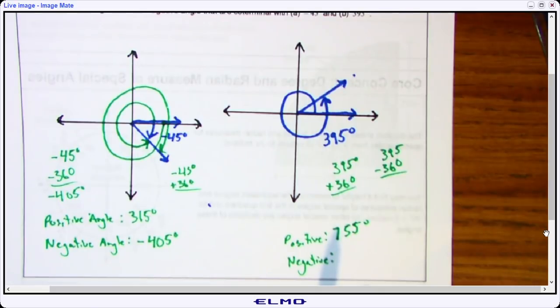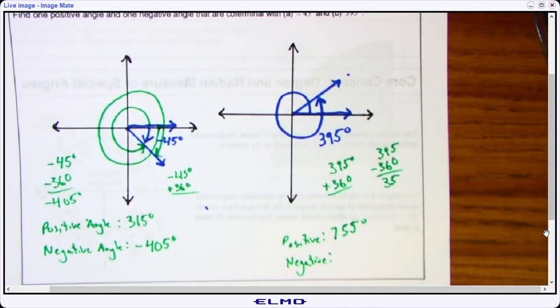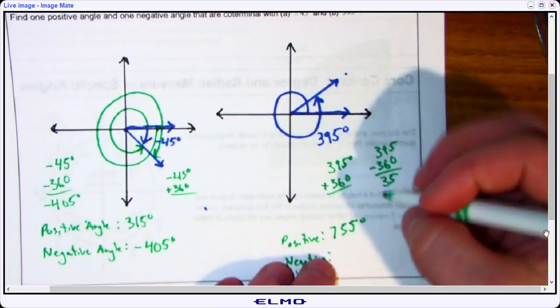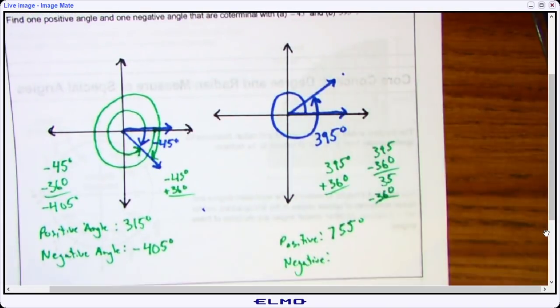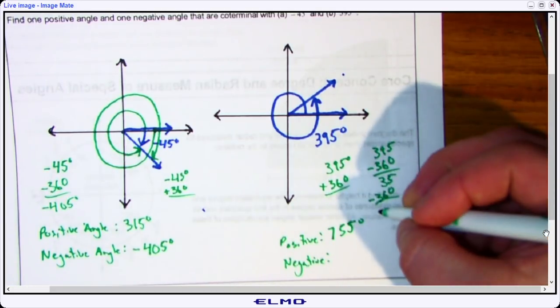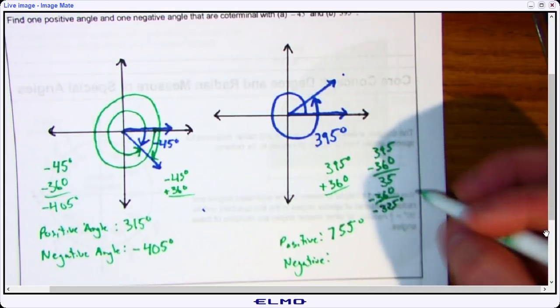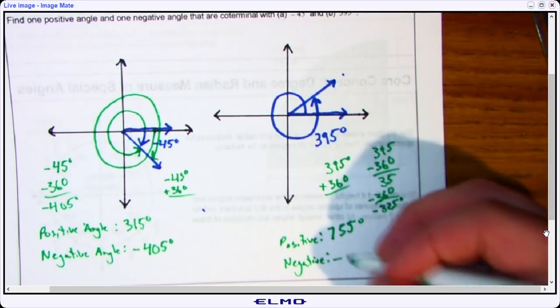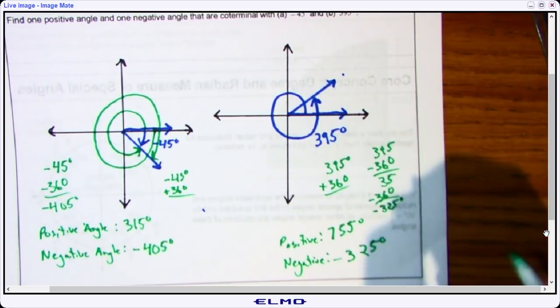395 minus 360 just gives me 35, but 35 isn't a negative angle, right? So let's just subtract 360 again. And there we go. We end up with negative 325 degrees. So our negative angle is negative 325 degrees.